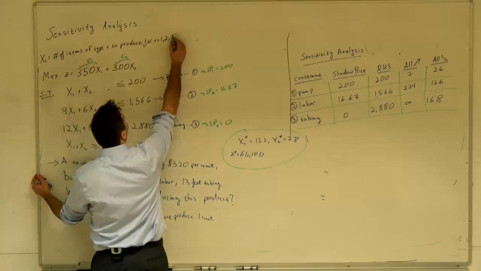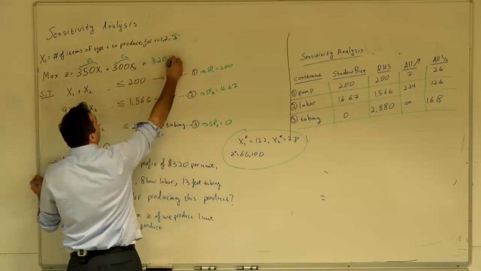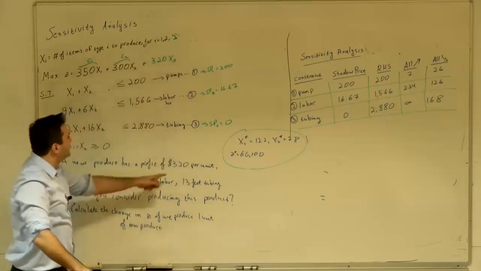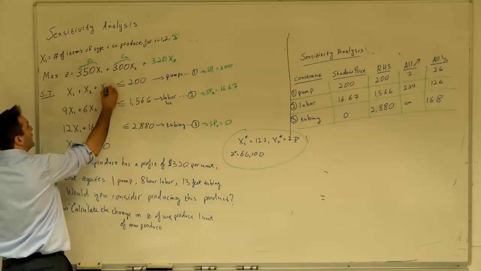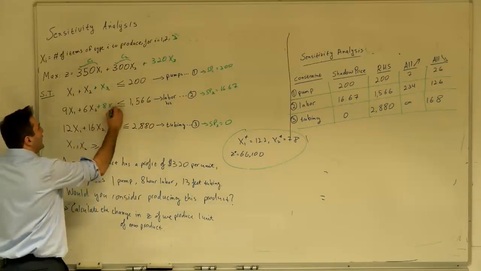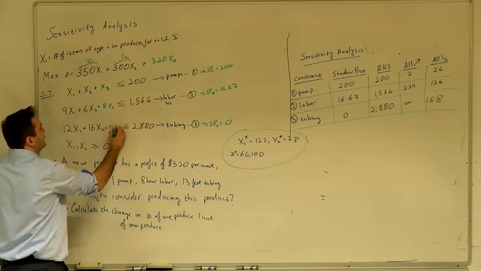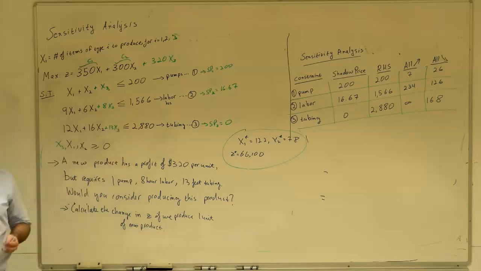Maybe I'll add X3 as a decision variable, and I'll account for it in the objective function. It gives a profit of 320. It needs 1 pump, so I need to account for it in my pumps constraint. It needs 8 hours of labor and 13 feet of tubing. And accordingly, I have my new LP.